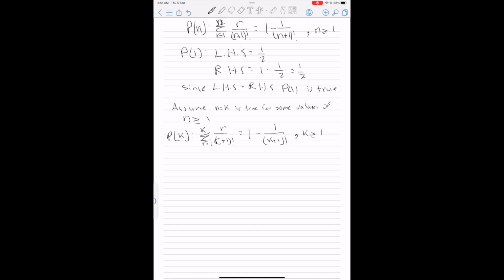After solving the lowest value for the relationship, you make the assumption step: that n equal to k is true for some values based on the domain. This means that you can substitute n with k. After making that assumption, this is basically saying that this relationship is true. You try to prove the relationship of the next term, which is k plus 1.